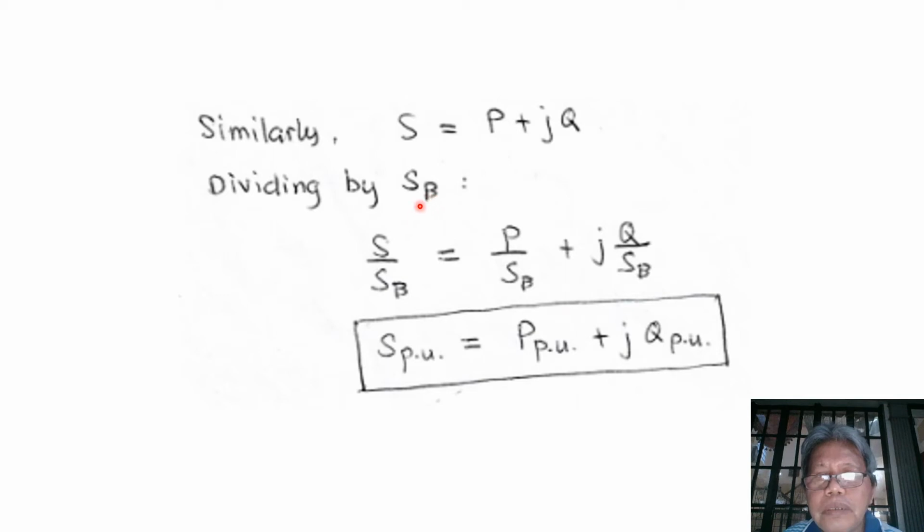And we have chosen the base reactive power. So we divide both sides, so we have S over the base apparent power equal to P over SB plus jQ over SB. So in other words, we do not need to compute the base power nor the base reactive power Q. It's enough that we already have the S base. So S over the S base is our SPU, and P over SB is our PPU, and Q over SB is our QPU.